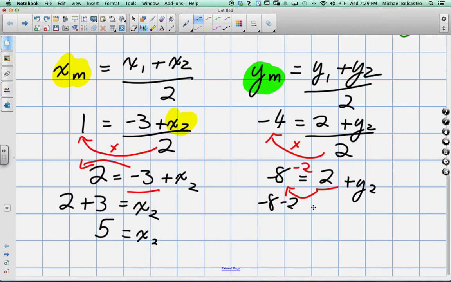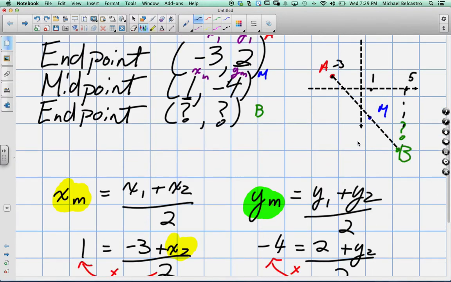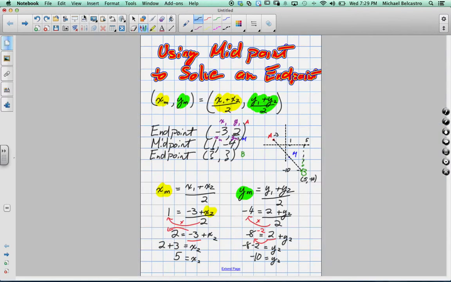-8 minus 2 equals y2. So what is y2 equal to? Give that a try. -10. Excellent. There you go. So that is your coordinate, which makes sense because it's all the way down here, so it's probably -10. So the coordinate of B was actually 5 and -10. So we used our midpoint formula, and we just broke it up and turned it into a substitution question to isolate for a variable.